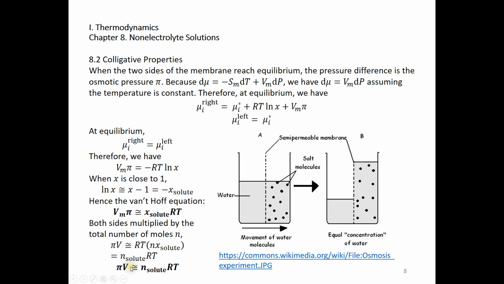Pi V is approximately equal to n solute RT. This is a bit easier to memorize due to its similarity to the ideal gas law, PV equals nRT. You just need to replace PV with pi V, replace n with n of the solute, times RT, and that's it, and you get this Van't Hoff equation. Of course, you can use this equation as well.